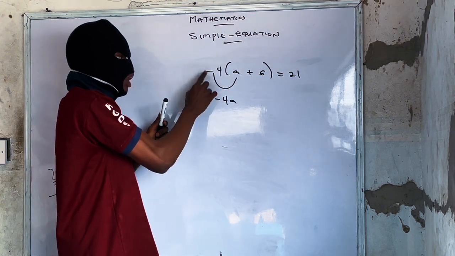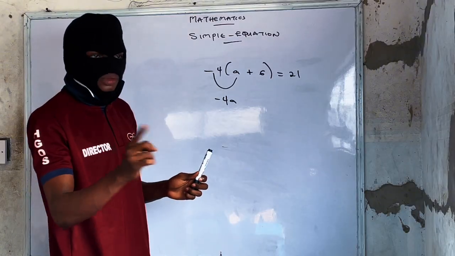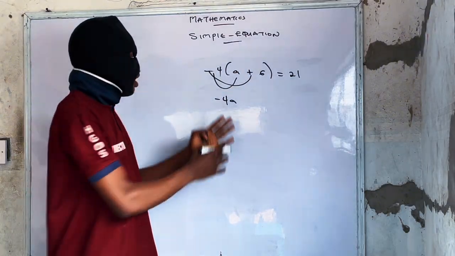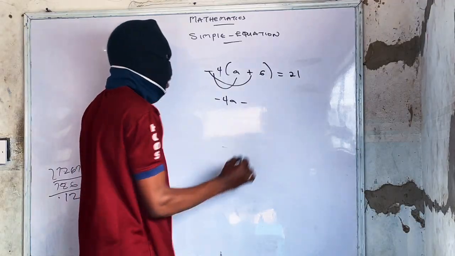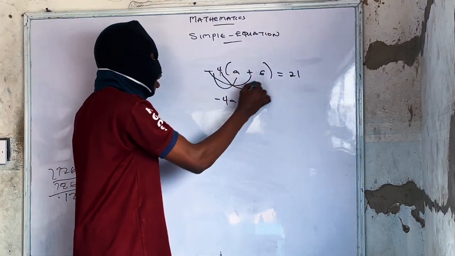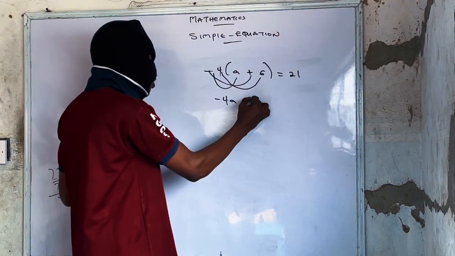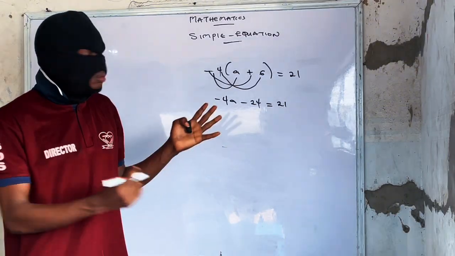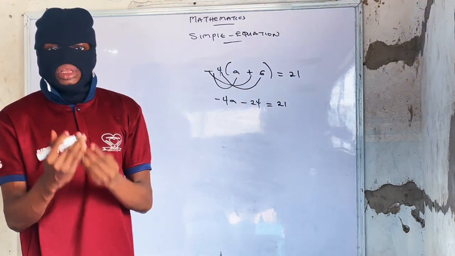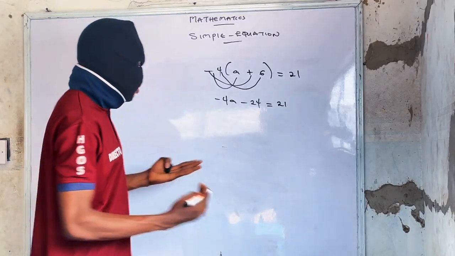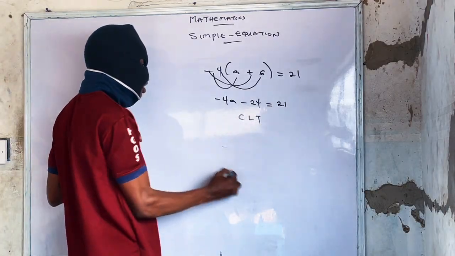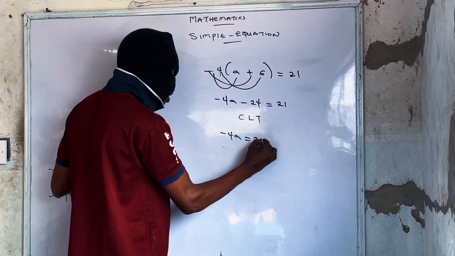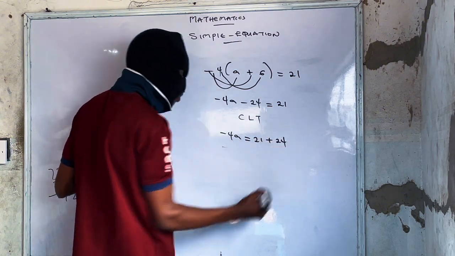Now look at this. This minus, you are going to use it to multiply plus. Minus times plus, we did it, I've given you the rules. Minus times plus will give you minus. Now, 4 times 6 will give you 24 equals 21. If you come across something like this, we all know that we are collecting like terms. You have your CLT. Then you have minus 4a equals 21 plus 24.